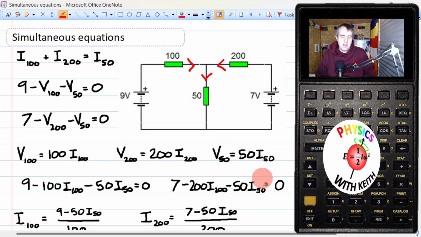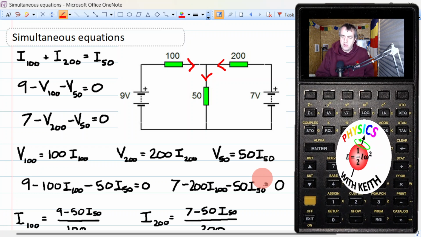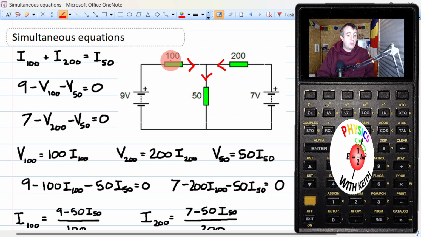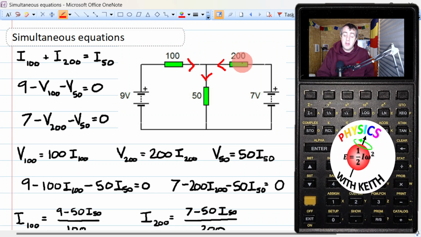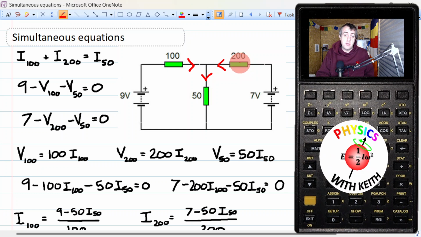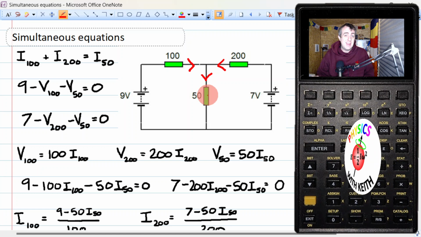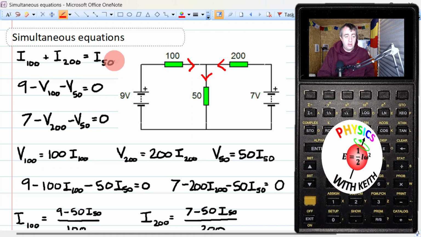Now we might have a circuit where the directions aren't quite right, but actually that doesn't matter. We can still use this approach. For simplicity, I've labelled the current passing through the 100 ohm resistor I subscript 100, the current passing through the 200 ohm resistor I subscript 200, and the current passing through the 50 ohm resistor I subscript 50. So this is Kirchhoff's first law.